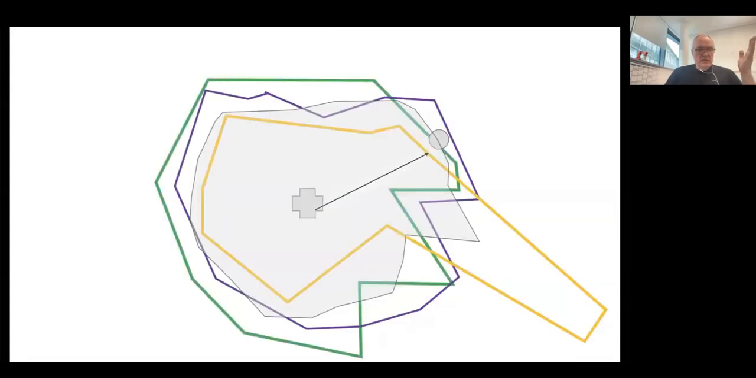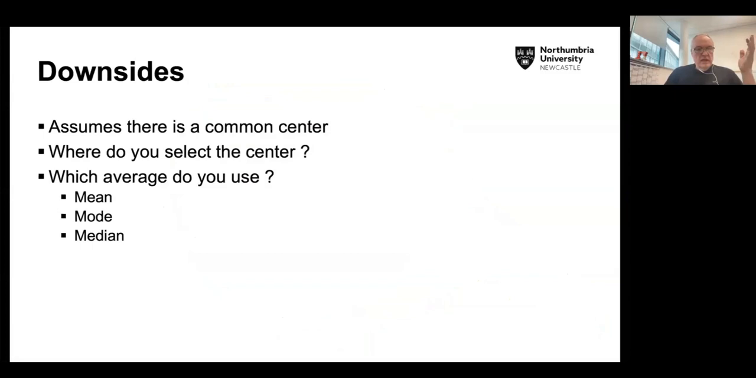And what was the other critique of it? I've forgotten now. It assumes there is a common center. The other major problem is, what average do you use? Because you could have the mean, the mode, the median. So again, if you do that, you'll end up with different polygons, some of which look more realistic than others.